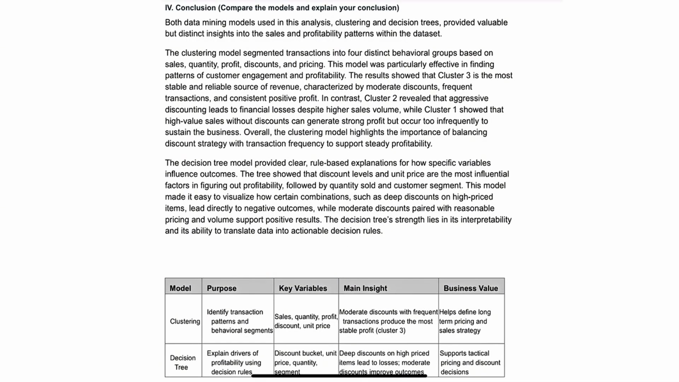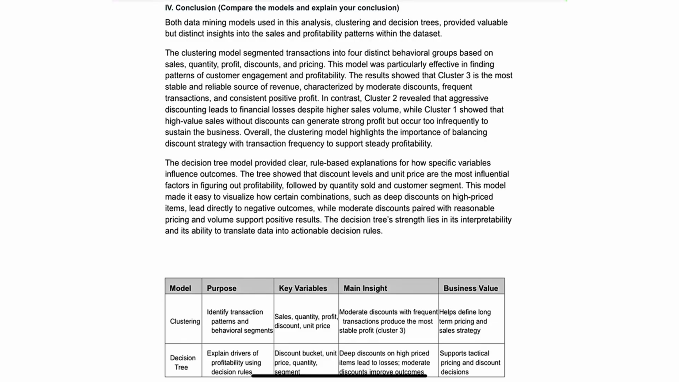This model clearly showed that the discount level and unit price are the most influential variables driving profitability, followed by quantity sold and customer segment. The tree made it easy for us to see how deep discounts applied to high-priced items quickly result in negative profit, while moderate discounts paired with reasonable pricing and volume lead to more favorable outcomes.